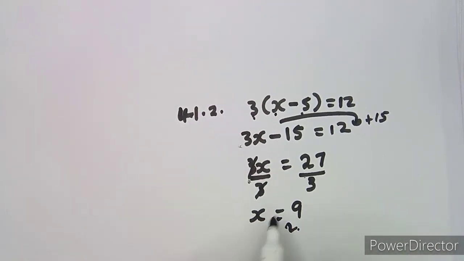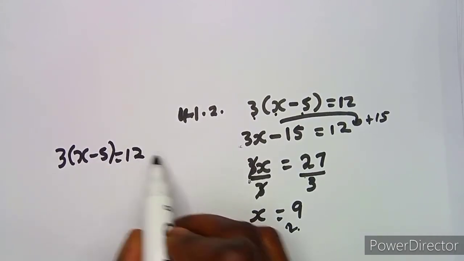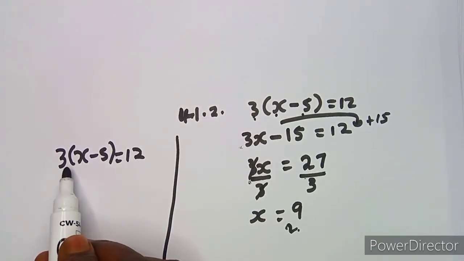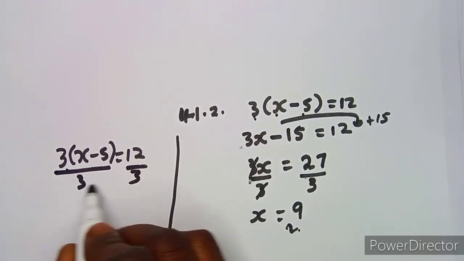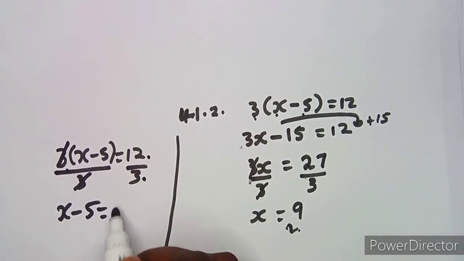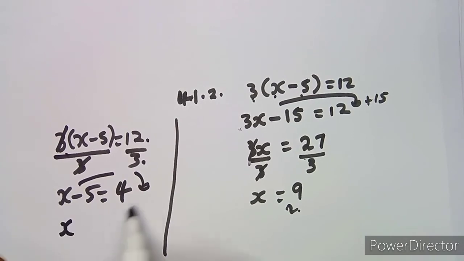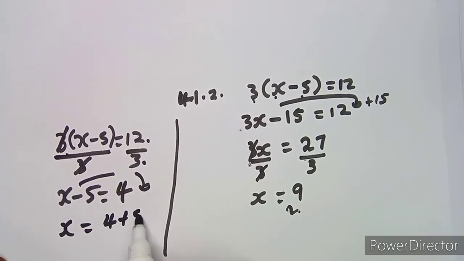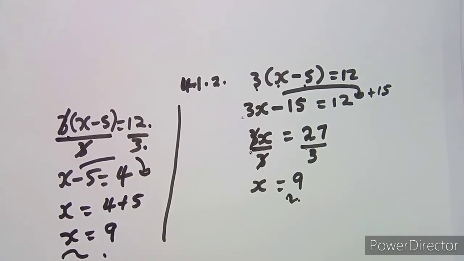So like I was saying, we could have just done this. 3 into x minus 5 is equivalent to 12, like this, because this is actually out of the bracket. So I can just divide by 3, divide by 3, like this. So x minus 5 is equal to 12 divided by 3, which is 4. I want to calculate x, so I'm going to transpose 5 to the other side of the equation. It's going to be a plus 5. So it will be 4 plus 5, and my x will be a 9. So many ways of working out mathematics, guys.